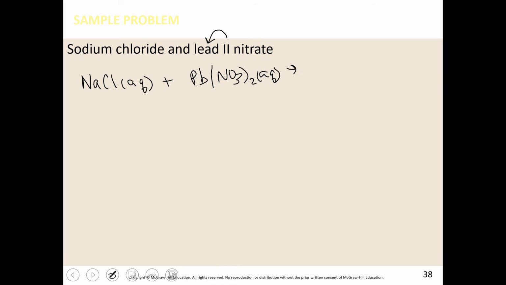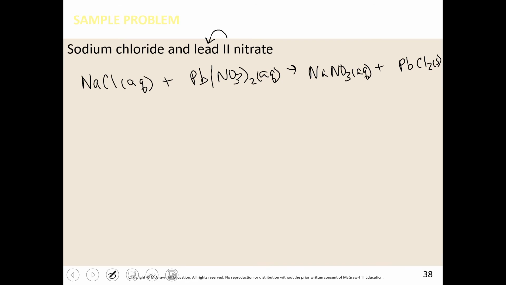All nitrates are soluble. Now, this would be considered a double displacement. If it's a double displacement, that means a solid will be formed. So I assume it's going to do the switcheroo, and then I'll check my solubility rules to make sure a reaction actually occurs. So switcheroo means the lead goes with the chloride, and the sodium goes with the nitrate. All nitrates are soluble. And then PbCl2, that is my solid. I know that because I've checked my solubility rules. Chlorides are generally soluble, but lead is an exception.